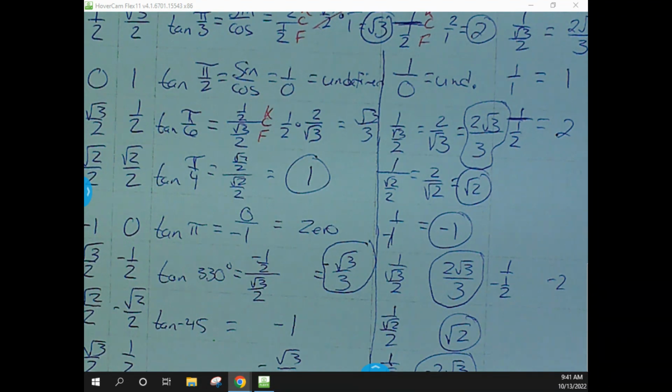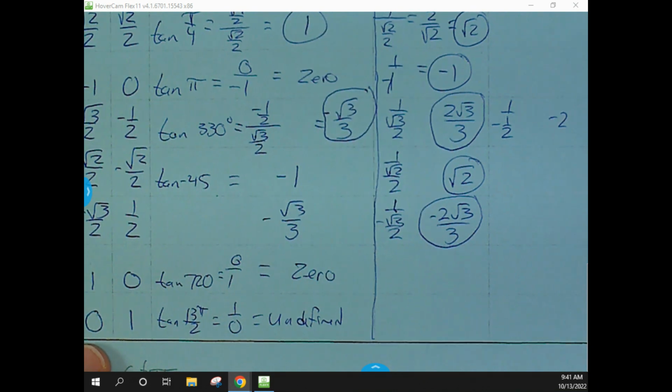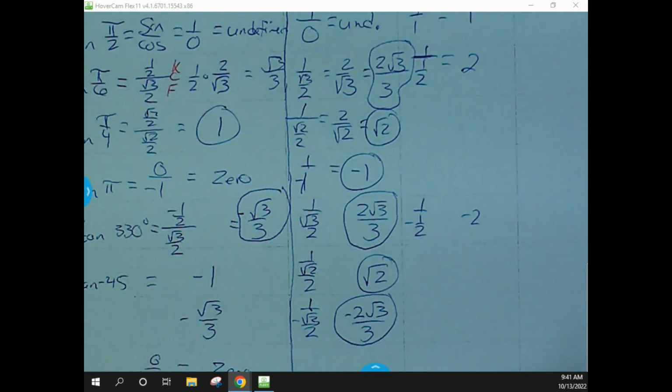I didn't see 8. Was it negative? Oh, yeah, it was just negative 2 square root of 3 over 3. Daniel, question? For cotangent, the tangent is undefined. Oh, okay.